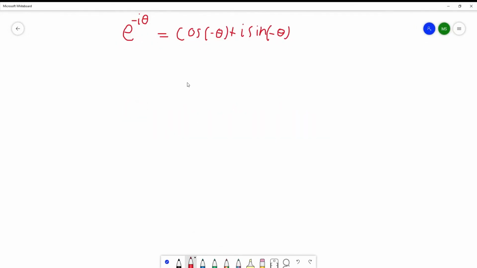Let's start with this. We know this because we just put in negative theta in here. So e to the negative i theta is that. But what is cosine of negative theta? Well, cosine is an even function, so the negative will be the same as positive. So that's just cosine of theta. Now this one, sine is an odd function, so the negative will just be the same as the negative outside here. So that's minus i sine of theta.